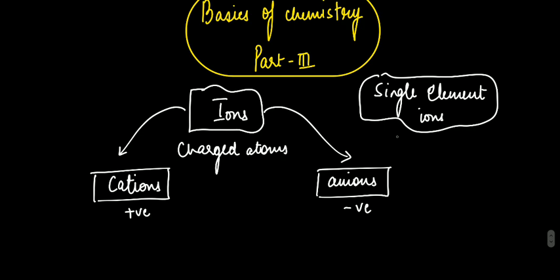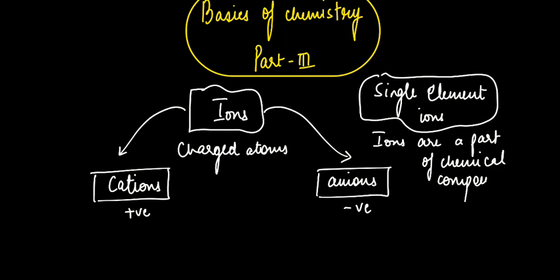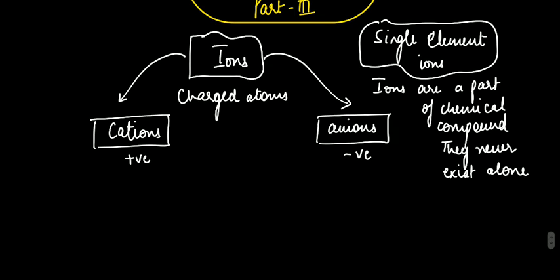So, I'll write over here one more point. Ions are a part of a chemical compound. They never exist alone. So, when we say cations, and keeping in mind that we are discussing single element ions, I'll write over here.